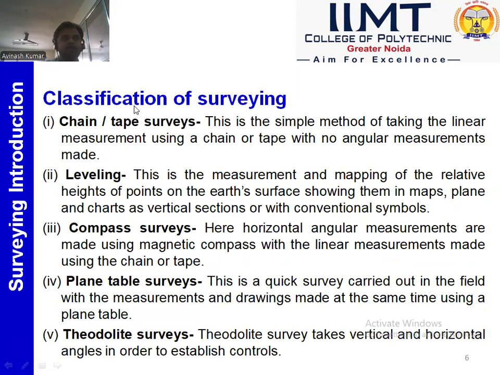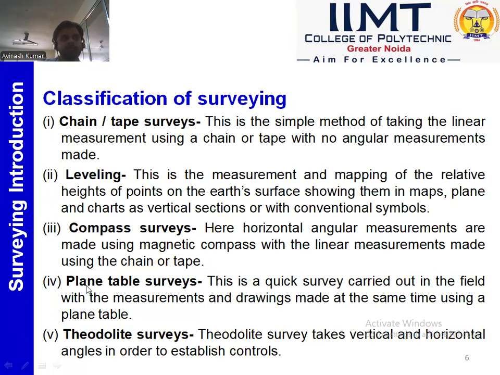Now, classification of surveying. There are 5 types of surveying. First one is chain surveying or tape surveying. In this survey, we measure the distance. Second one is leveling. Leveling is the measurement of reduced level. Reduced level means height from a surface, known as mean sea level. Now the third one is compass surveying. Compass surveying is done to measure the angle between two adjacent sides. And the fourth one is plane table survey.